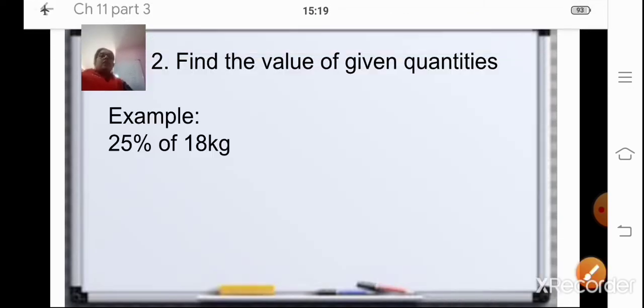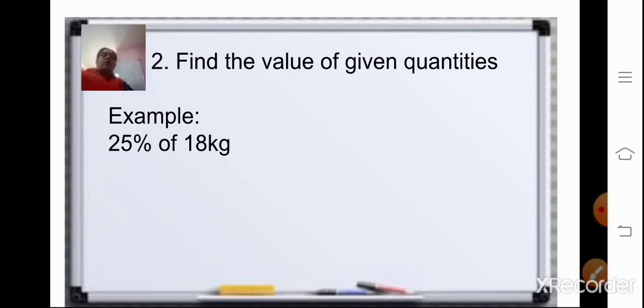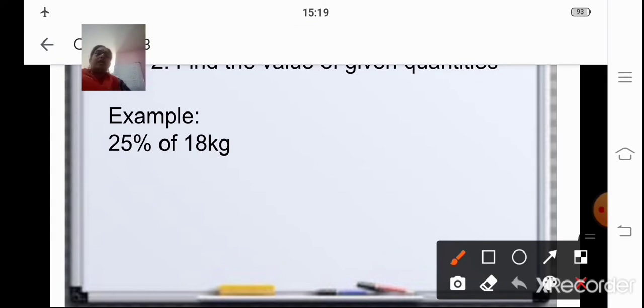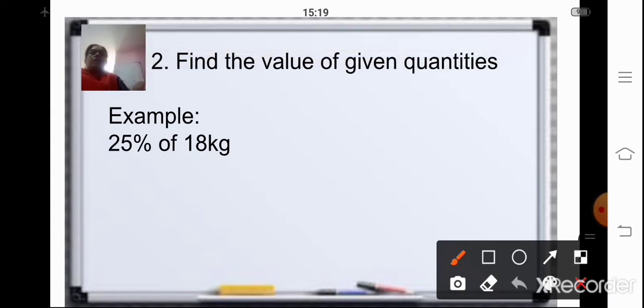Coming to the next one. Now here we have to find the value of the given quantities. We have already learned how to find the value of given numbers. Now we'll just find out the value of the given quantities. Here is an example for you. The first one is 25% of 18 kg.